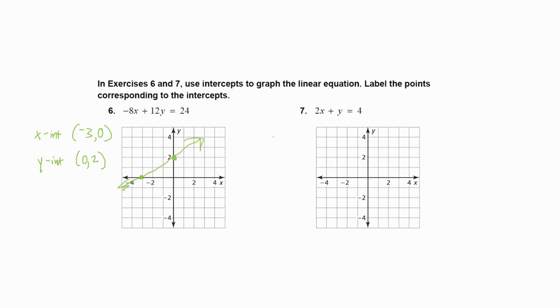Okay, how about 7? Find the x-intercept. X-intercept is at 2, 0. So at 2, 0 is right here. And now find the y-intercept. Y-intercept is when x is 0, y is 4. And that's going to be right there. Connect the two, and that's our graph.